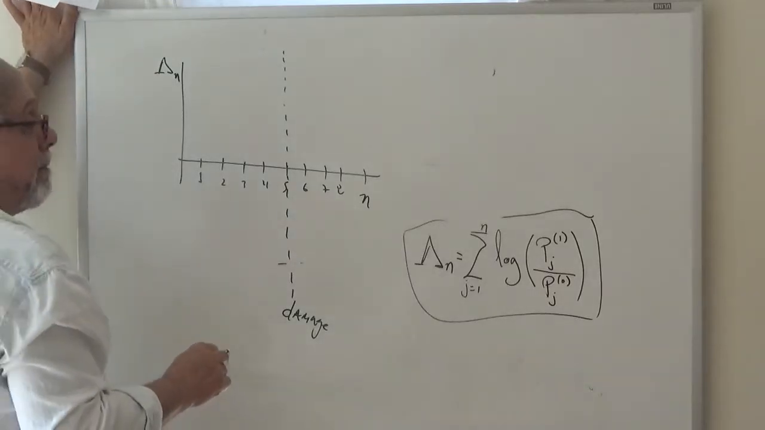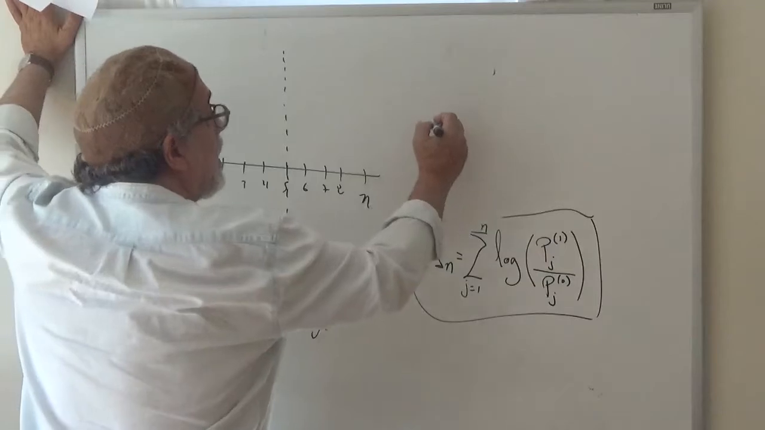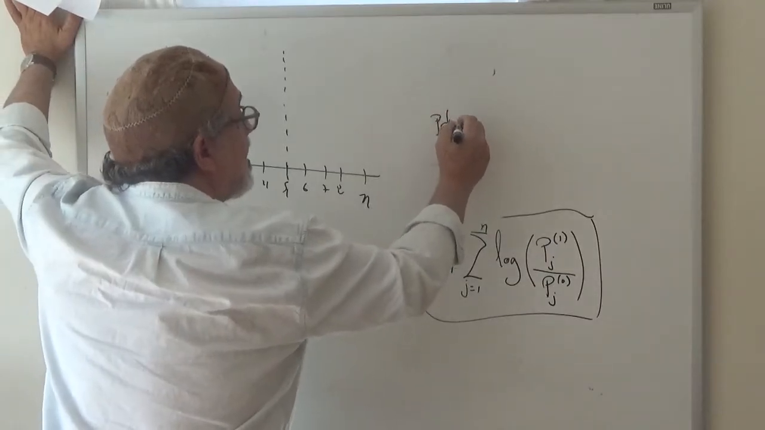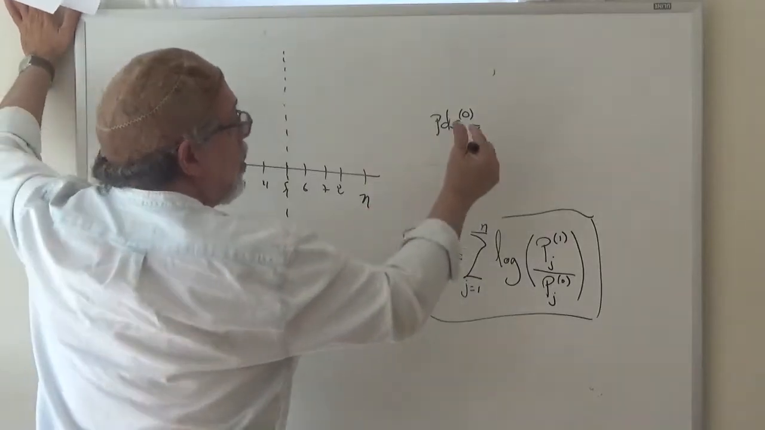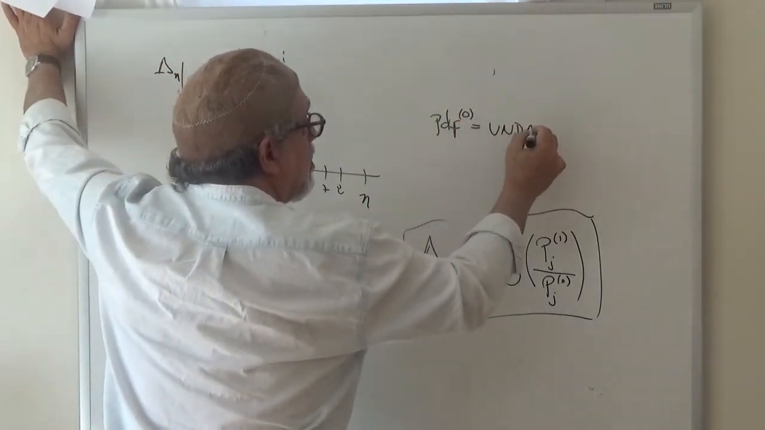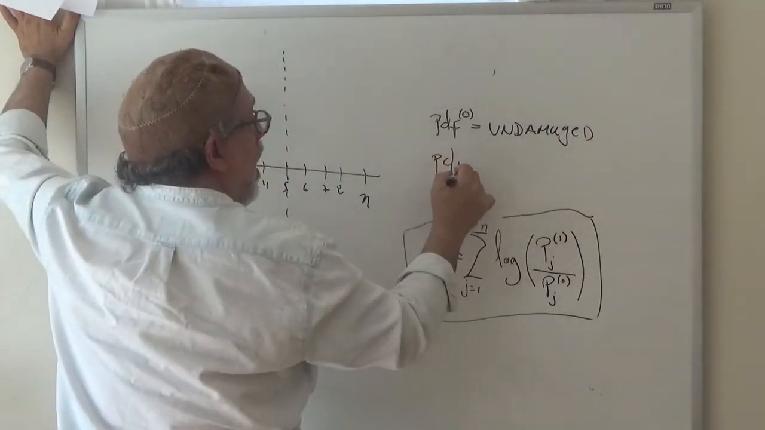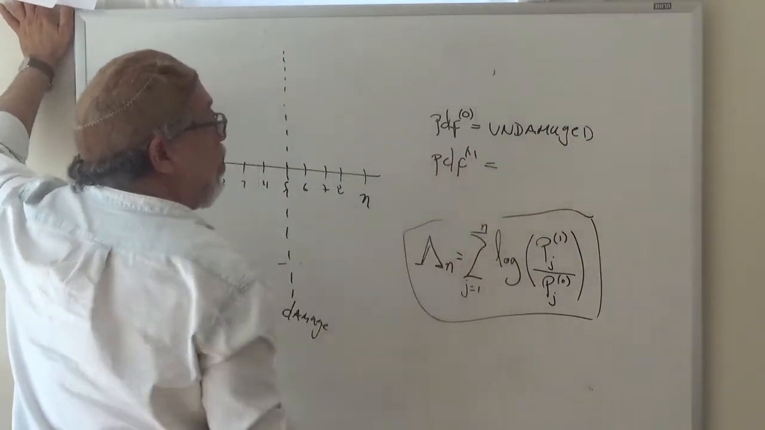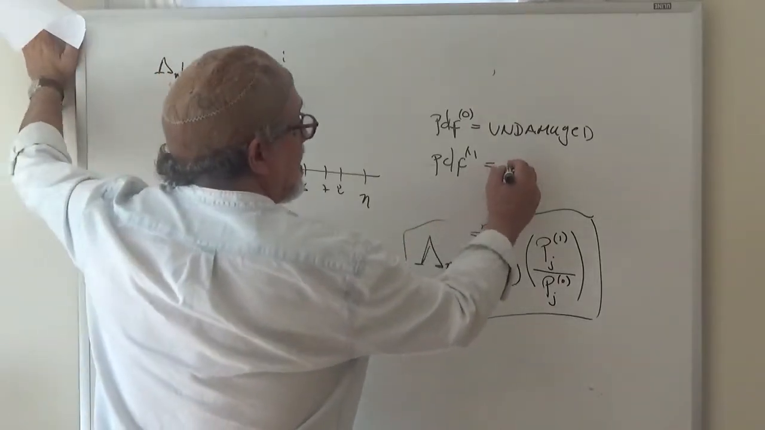So, let's assume that the probability PDF 0 is what we think is reasonable for undamaged, and PDF 1 is more likely true if it's damaged.